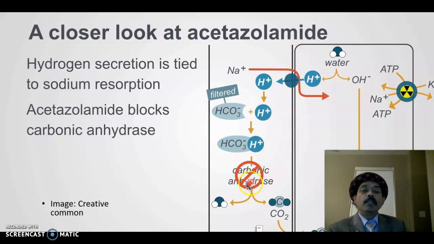So what happens with the carbonic anhydrase inhibitor? The carbonic acid cannot be dehydrated. So carbonic acid cannot be converted into carbon dioxide and water. And inside the cell, again, the carbonic anhydrase inhibitor will prevent the hydration of carbon dioxide. So there will be a lack of hydrogen, and that lack of hydrogen will cause a lack of sodium entry into the cuboidal epithelium of the proximal convoluted tubule.